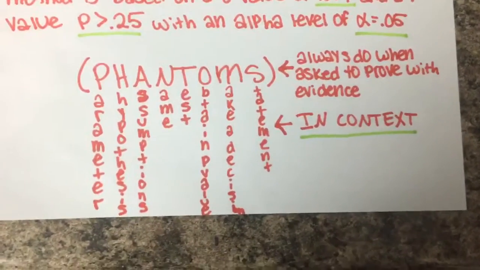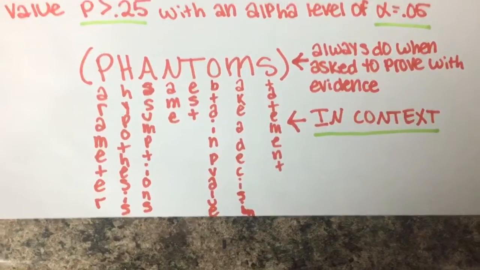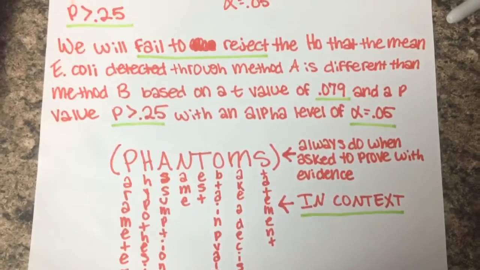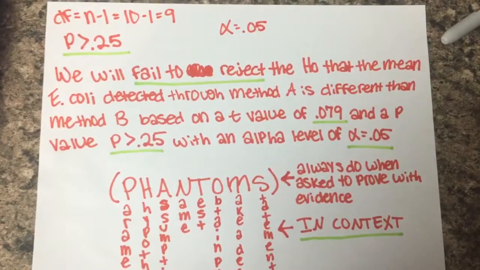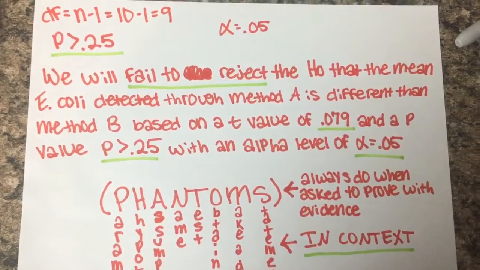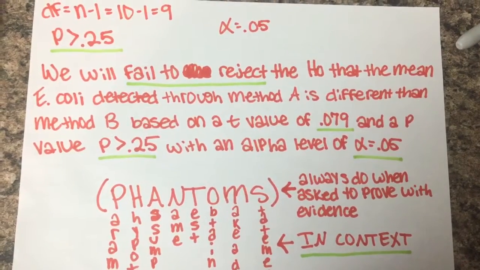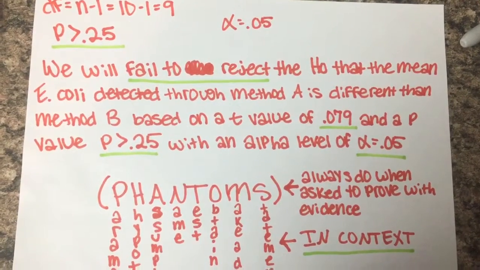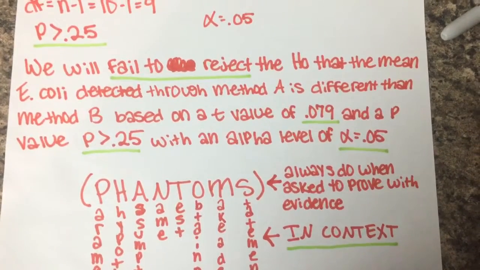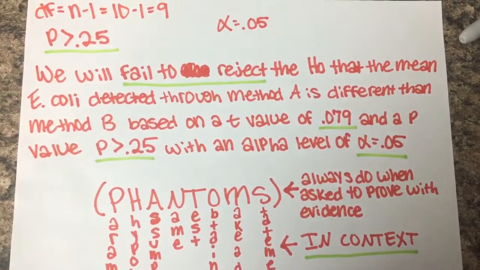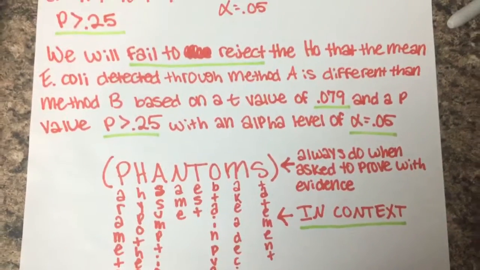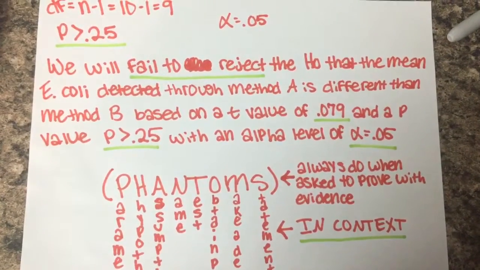Just a little way to remember is PHANTOMS, and you always make sure your statement is in context because you can pretty much set up a structure for this statement that you have to write for every question where they ask to provide a statistical justification or evidence or significant difference. Those phrases all mean to do PHANTOMS. So don't write out PHANTOMS on there, but remember that is the system you use.